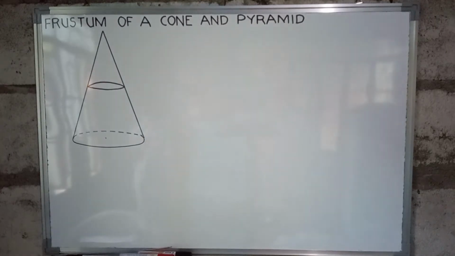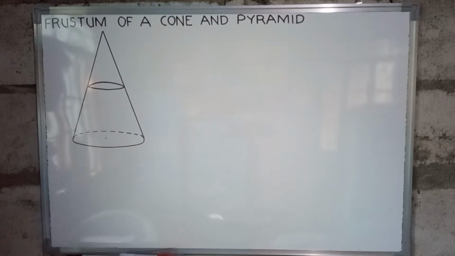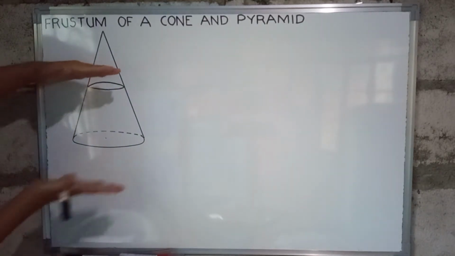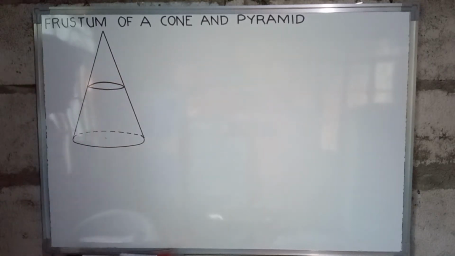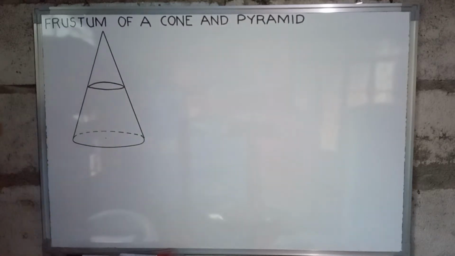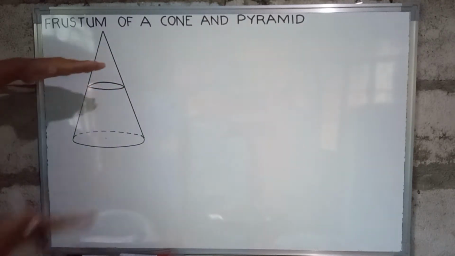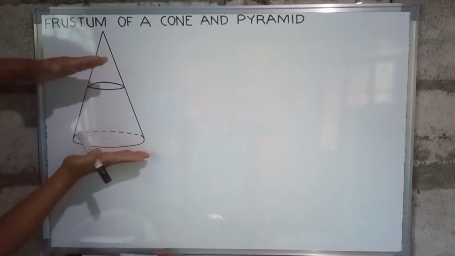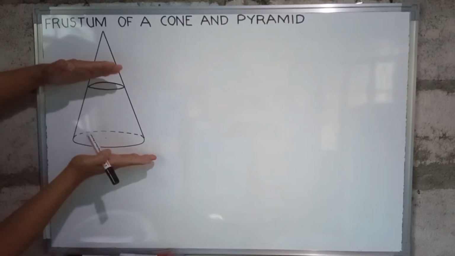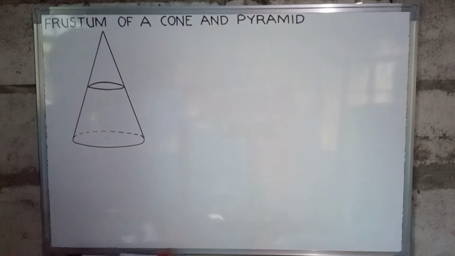So kapag sinabi nating frustum, ito yung bounded by two planes, by two parallel planes. Let's say, no, meron kang isang buong cone. Tapos, dun sa gitna, hahatiin natin yung cone natin na parallel siya dun sa lower base natin. So, yung mangyayari is, yung magiging figure natin will become a frustum.